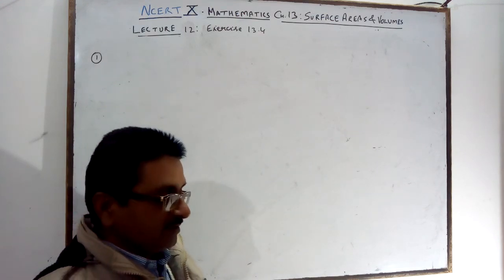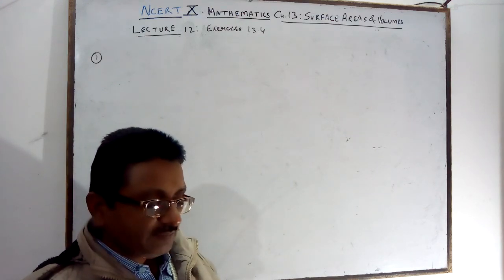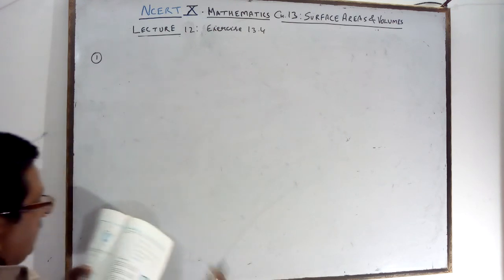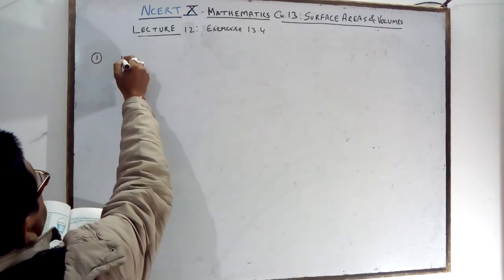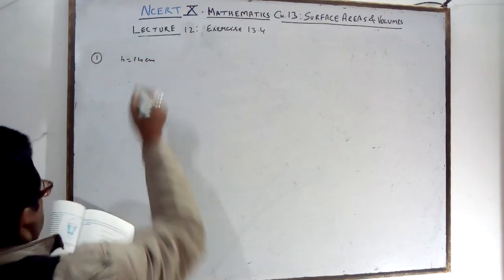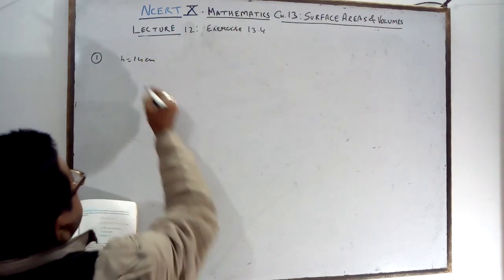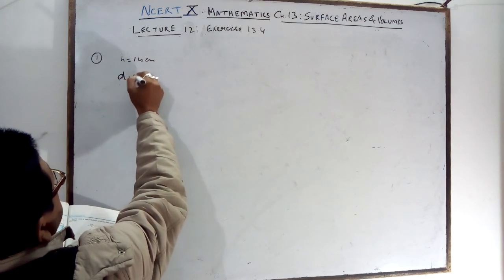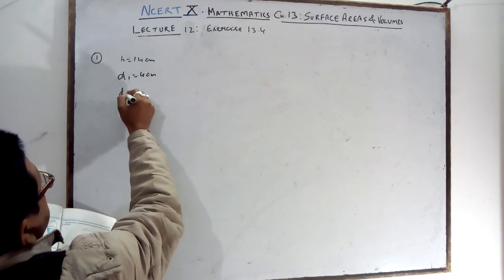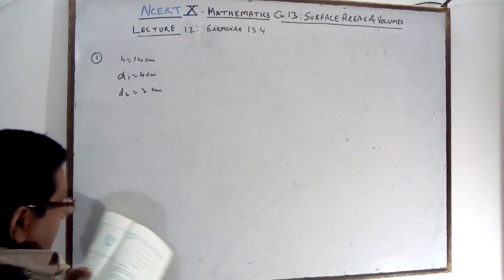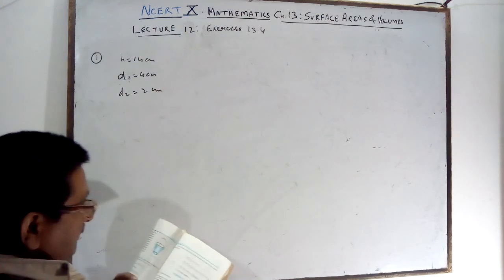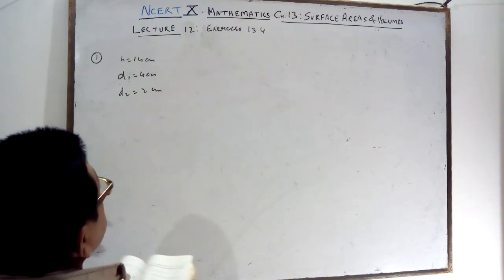Question number 1. A drinking glass in the shape of a frustum of a cone of height 14 centimeter. The diameters of its two circular ends are D1 equal to 4 centimeter and D2 equal to 2 centimeter. Find the capacity of the glass. Capacity of the glass means volume.